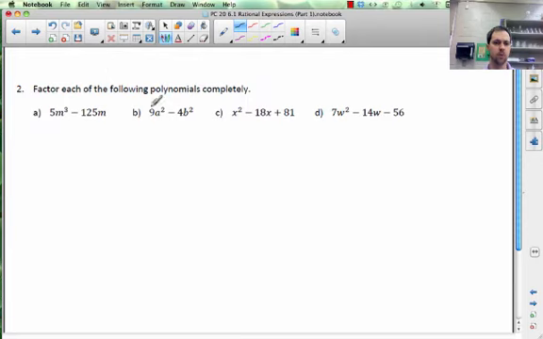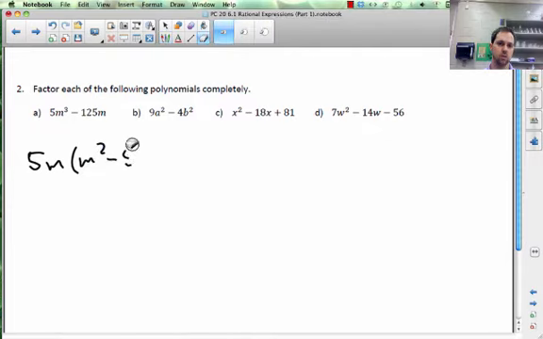Factor each of the following polynomials completely. So again, greatest common factor. You're going to be able to take a 5 out of each of these, and you're going to be able to take an m out of each. You can't take more than one because this one only has 1. So 5m times m squared minus 25, and that's it.